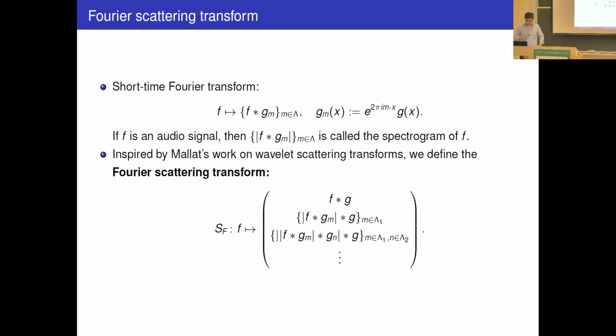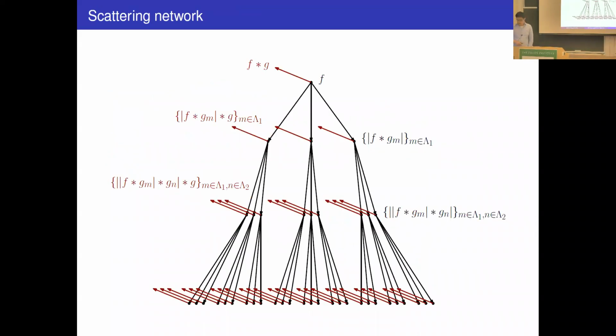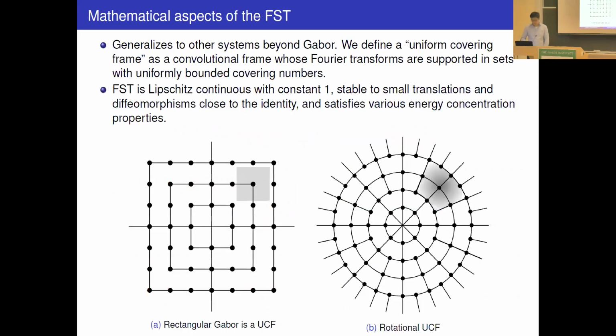And we call this Fourier scattering, in contrast to Mallat's work where he would use wavelets, whereas here we use Gabor functions. So in terms of a network, you can think of this as a predefined neural network with the modulus as the activation. We take subsequent layers and convolutions here. Again, I just want to go over this at a high level.